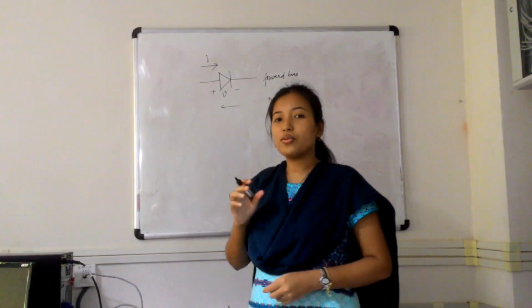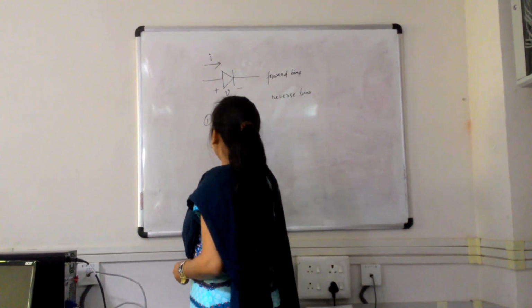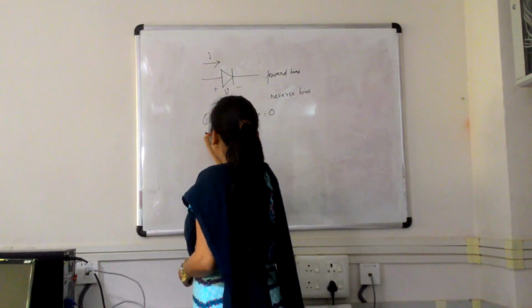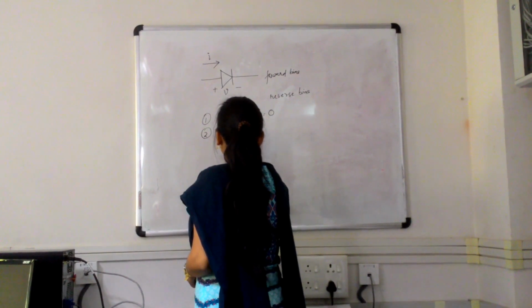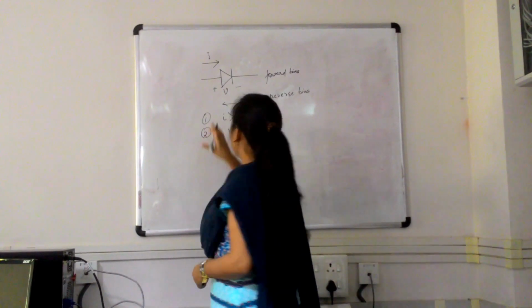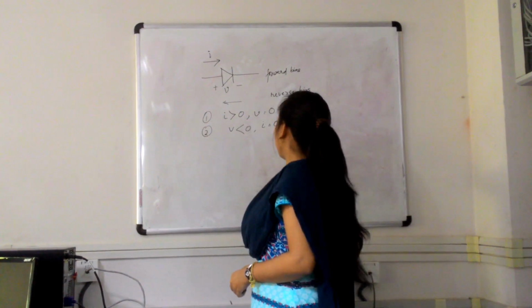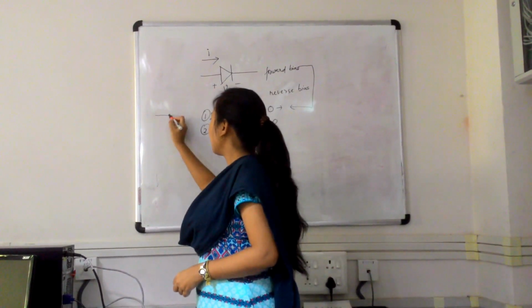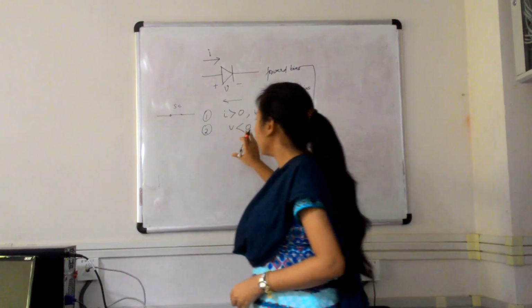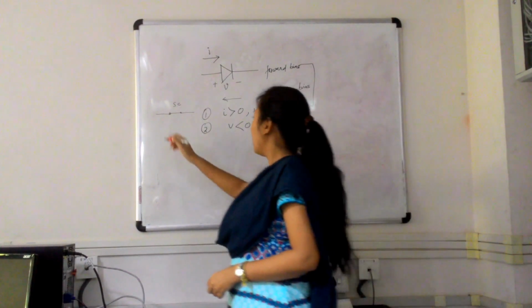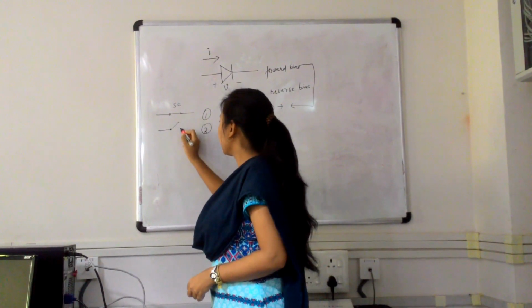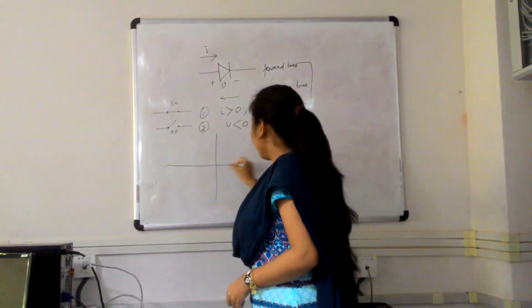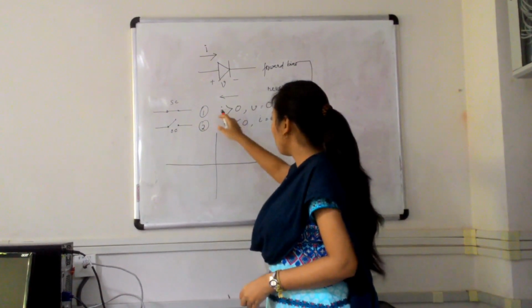Now generally an ideal diode follows two conditions. The first condition is when I is greater than 0, V equal to 0. And the second condition is for V less than 0, I equal to 0. Now the first condition is satisfied when we have forward bias condition. Here in this case, we find that this diode will behave as a short circuit. Now this is the condition for the reverse bias, and in this condition we find that the diode will act as an open circuit.